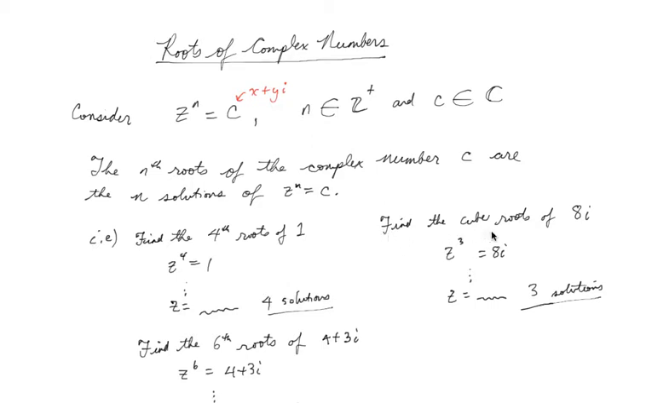If I had find the cube roots of 8i, 8i is a complex number, we can set up the equation to look like z cubed equals 8i. And again, we're looking for z. So we're trying to solve for the complex number that when I cube it, I'm going to end up with 8i, and there should be 3 complex numbers that can do that.